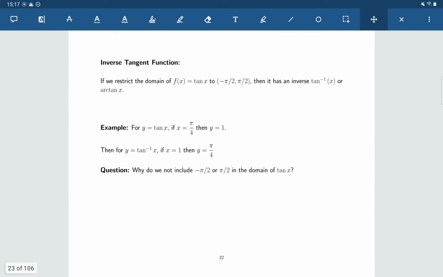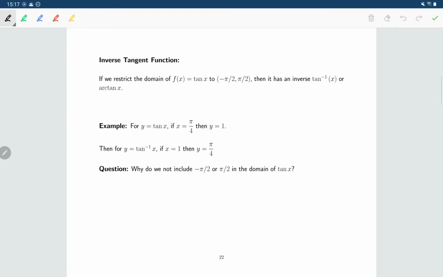For inverse tangent, much the same sort of idea here. We're restricting our domain, and it's a similar domain as for sine, except notice that we don't have the endpoints included. For sine, we restricted the domain from negative pi over 2 to pi over 2, including those endpoints. For tangent, we're not including those endpoints, and of course, the obvious answer for why is because we have vertical asymptotes on the tangent function.